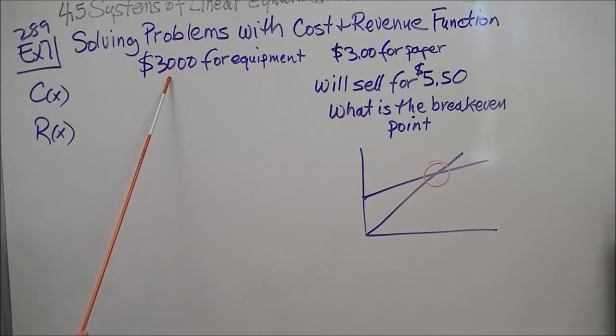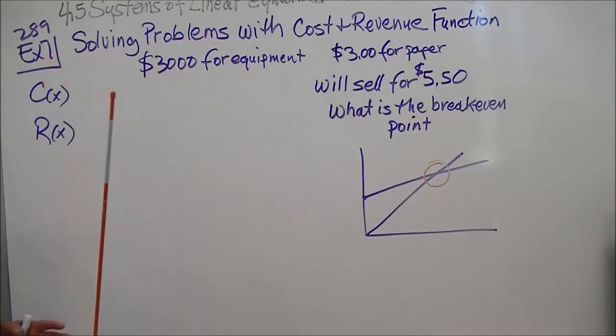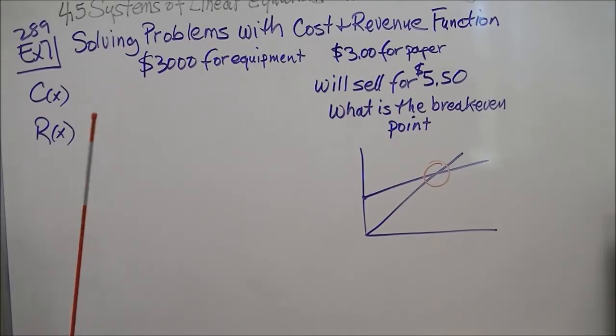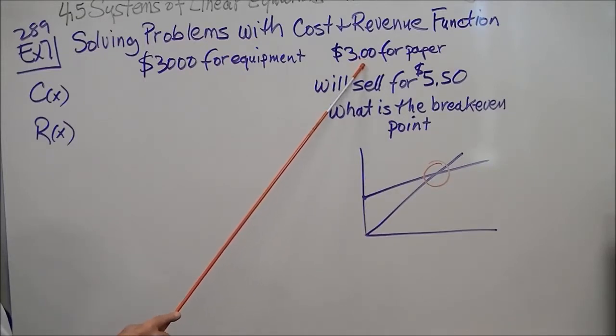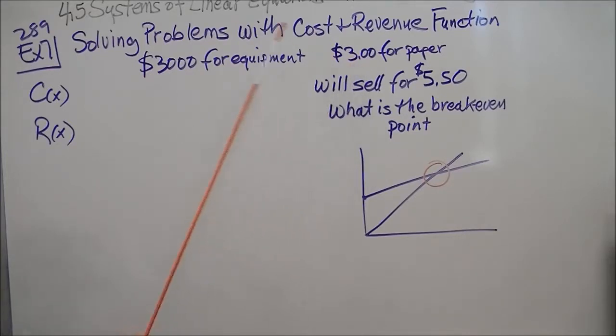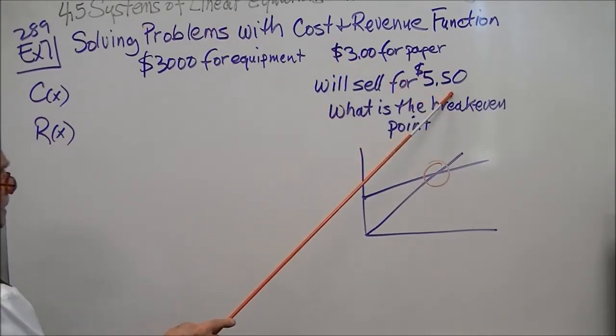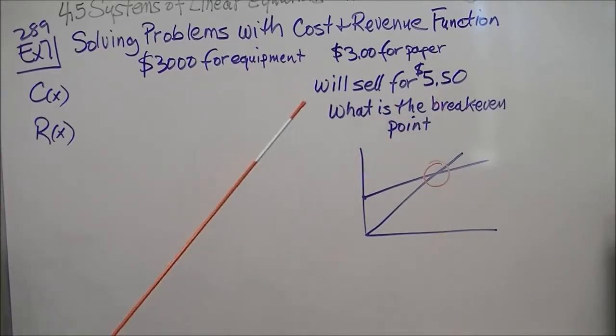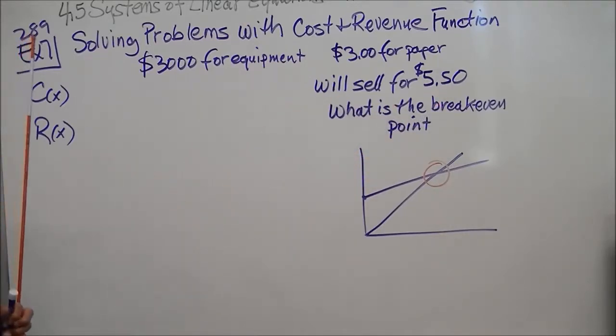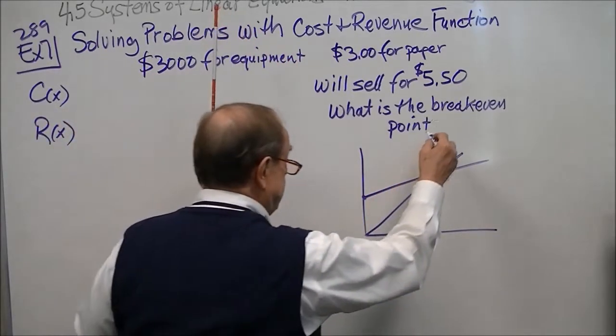So there's going to be a capital cost for this equipment of $3,000. And as you make the unit, the electricity and lights and overhead for that, plus the paper, it costs $3 to make an individual stationary set and wrap it up for sale. But you will sell these for $5.50. So what you're wondering here is, what is the break-even point?